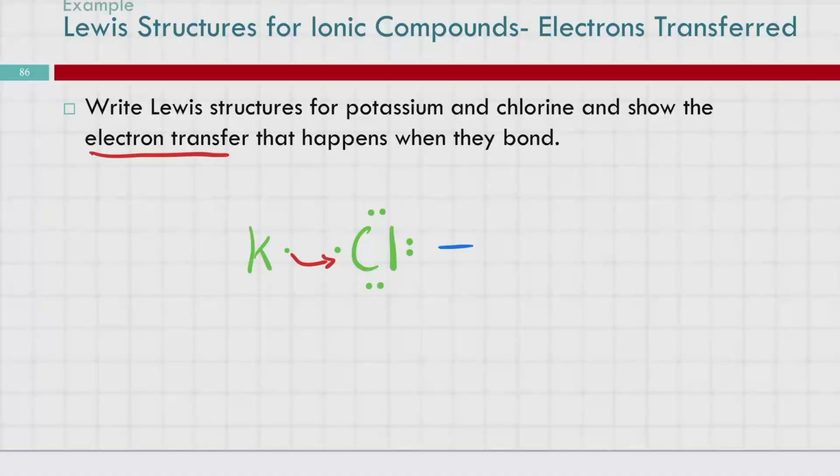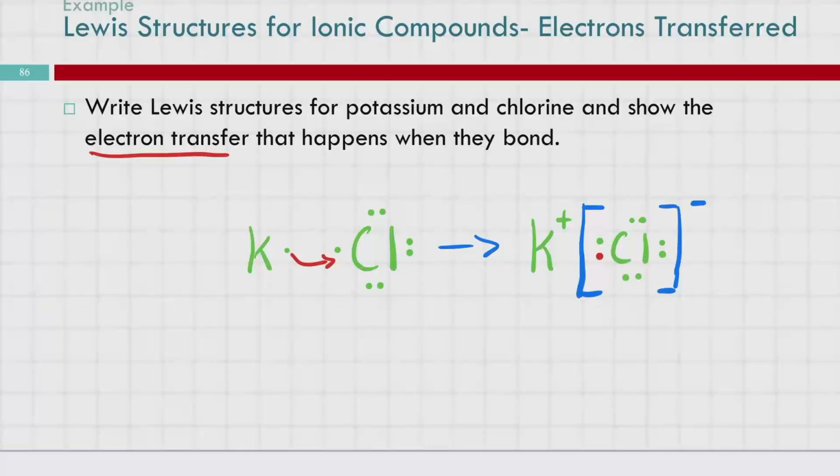So this turns into K with a positive charge. Chlorine has gained an electron, and it has a negative charge. And the way that we show that it has a negative charge is we box it in with brackets, and then we put the charge outside of the brackets.